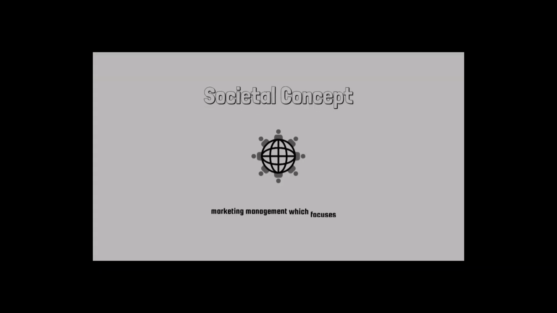Lastly, we have the societal concept. It is a marketing management concept which focuses on ethics as its main selling point. For example, we know that several companies choose to use paper bags instead of plastic to save the environment, or maybe a company chooses to source their ingredients from a fair trade organization, such as Nestle, etc. So it uses ethics as its main marketing point.